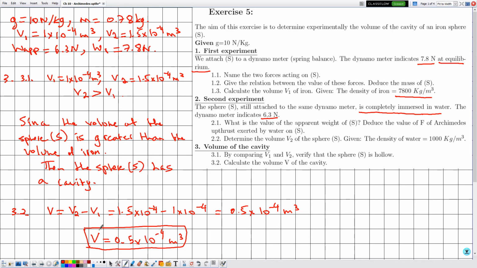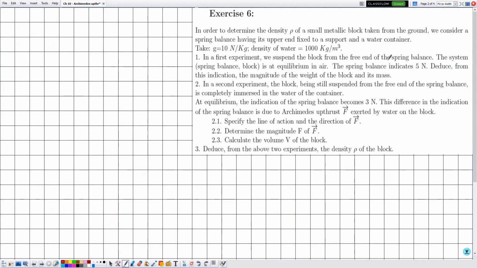And now let's move to the next exercise, which is exercise number 6. In order to determine the density rho of a small metallic block taken from the ground, we consider a spring balance having its upper end fixed to a support and a water container. Take g equal to 10 newtons per kilogram, which means that we are performing this experiment on Earth. And the density of water, so rho W is for water, because here rho is for the small metallic block, is given by 1000 kilogram per meter cube.